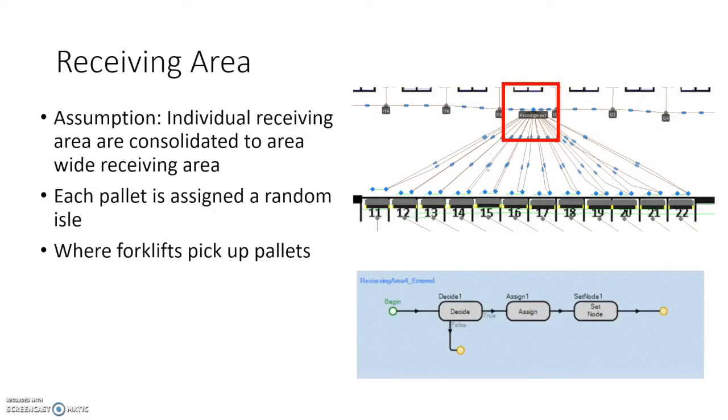After the shipments are created in the dock, they are sent to a receiving area. The problem statement says that there is a receiving area for each dock. We made the assumption that this did not matter for the model and consolidated them into one area. Once it reaches this receiving area, it is assigned a random aisle, as you can see in the bottom right-hand corner. This is also where forklifts pick up the pallets.